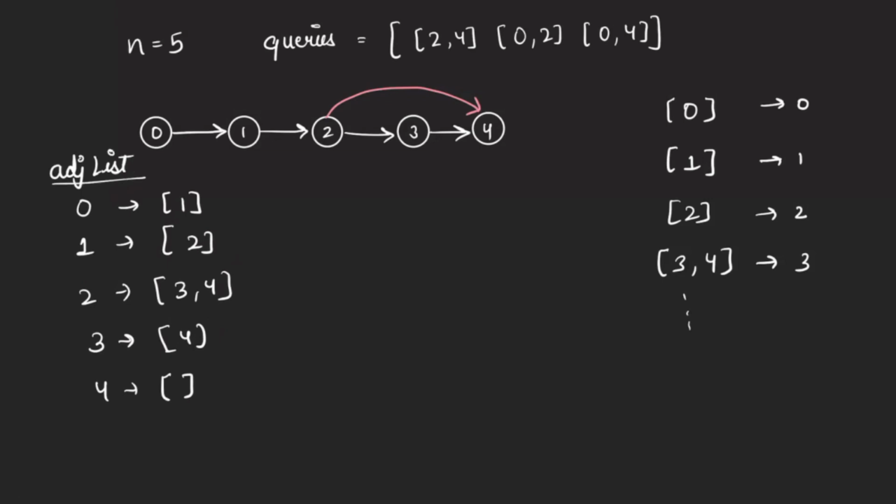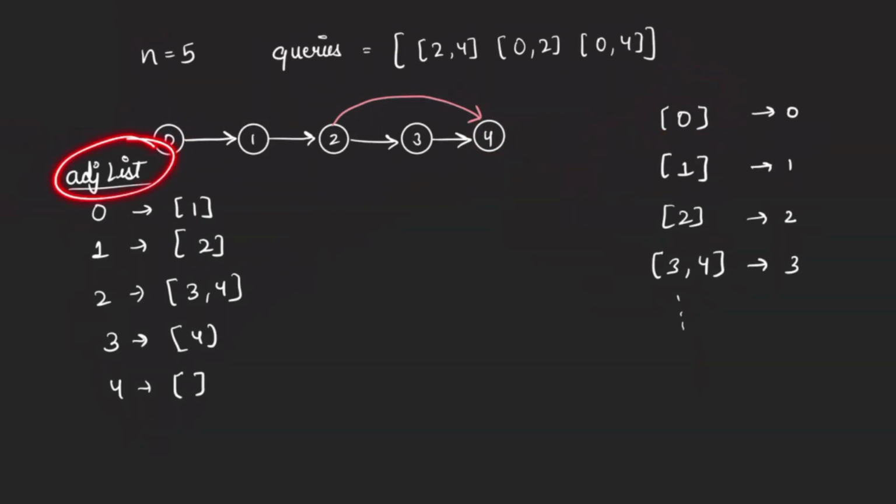Now through this adjacency list, since you need to identify the shortest path from node 0 to node n minus 1, the starting node is always fixed, so you can push node 0 into the queue, right? So node 0 will be present initially, and then from the adjacency list you can identify what all neighboring nodes we have for the current node. You can push them into the queue, right?